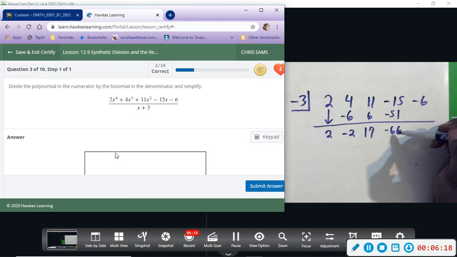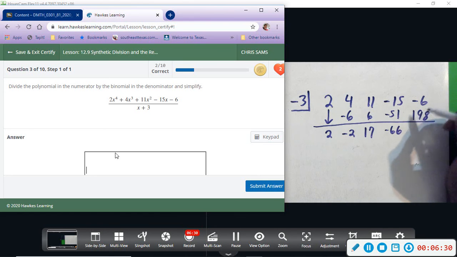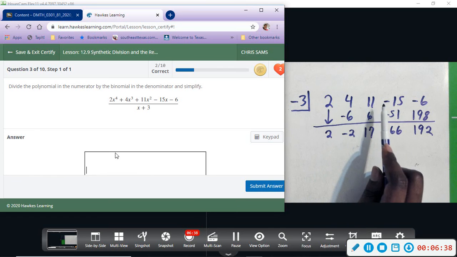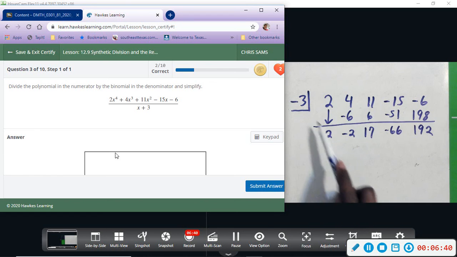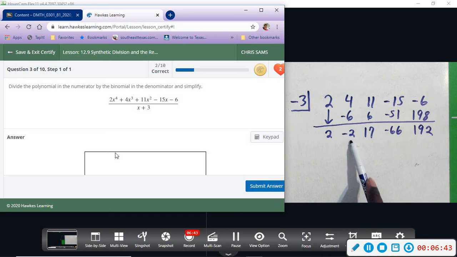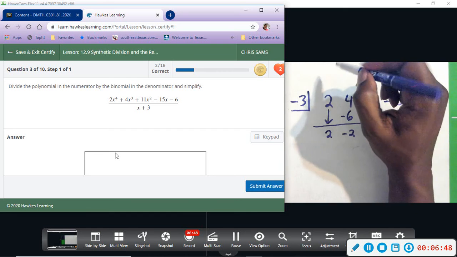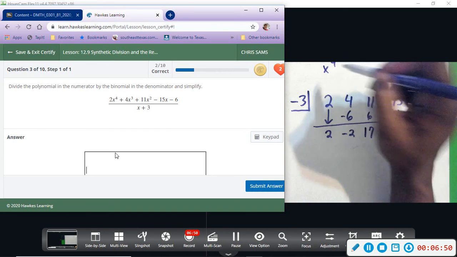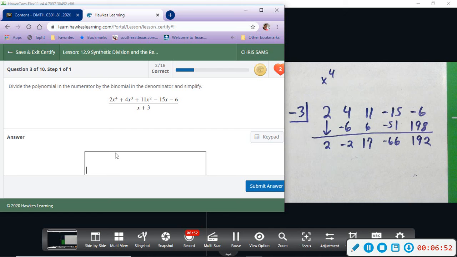Negative 3 and negative 66 give us a positive 198. And combine, and we get positive 192. Double check. 2, 4, 11, negative 15, negative 16, 6, negative 2. Okay, looks good. So we started out with a 4th degree.